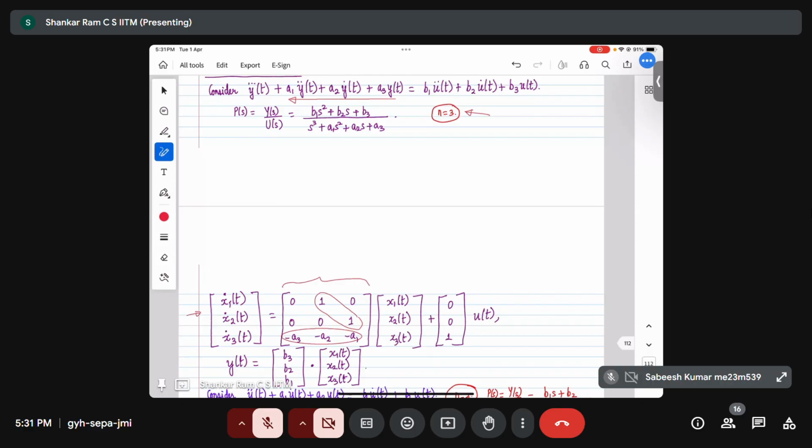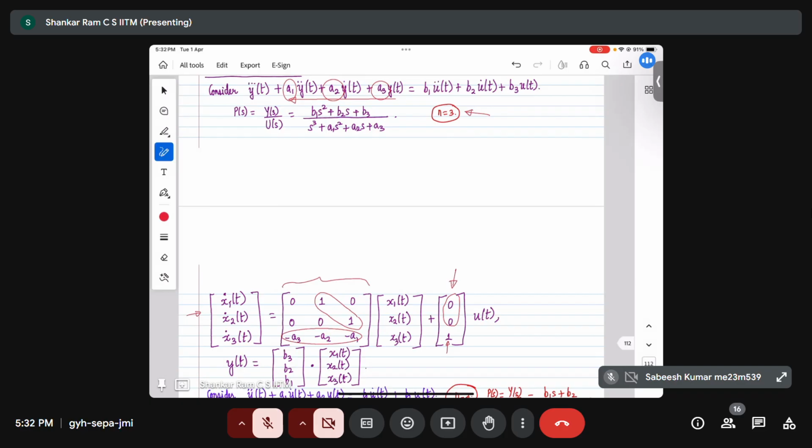the coefficients of the terms involved in the governing equation in the reverse order, but multiplying them with a minus sign. So the last row starts with minus a3, which is the coefficient of y, then minus a2, which is the coefficient of y dot, and then minus a1. We go in this order and write the last row. And the input vector is always this. It will have zeros all the way till the last term, which will be a 1. That's how the input vector is.